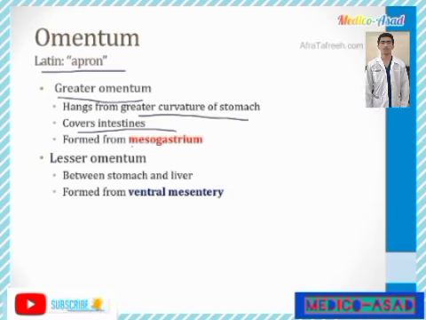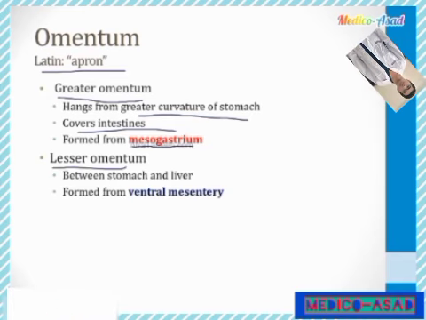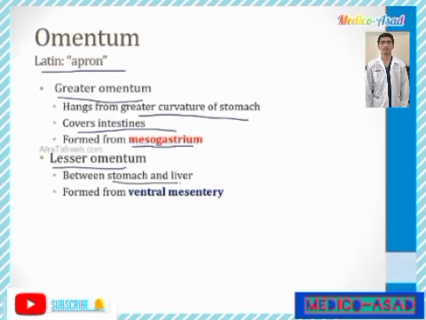It is derived from mesogastrium and therefore derived from mesoderm tissue. There's also the lesser omentum, which we saw on the last slide. That is a connection between the stomach and liver, and as I said before, it's high yield to remember that that structure is formed from ventral mesentery.